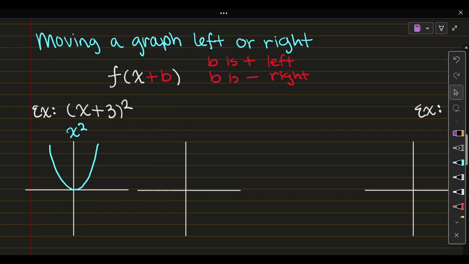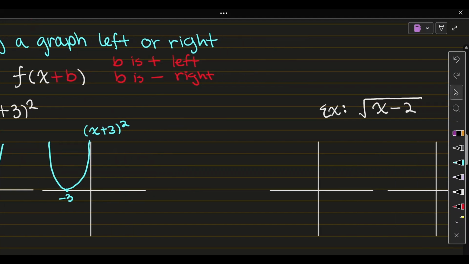So in this case, b is positive. It's positive 3. So we take the graph of x squared and we just shift it 3 units to the left. It's positive, so we move it to the left. So this is the graph of (x + 3) squared. Okay, so if this is negative 3, we move it 3 units to the left, so that it touches the axis at negative 3 rather than at 0.